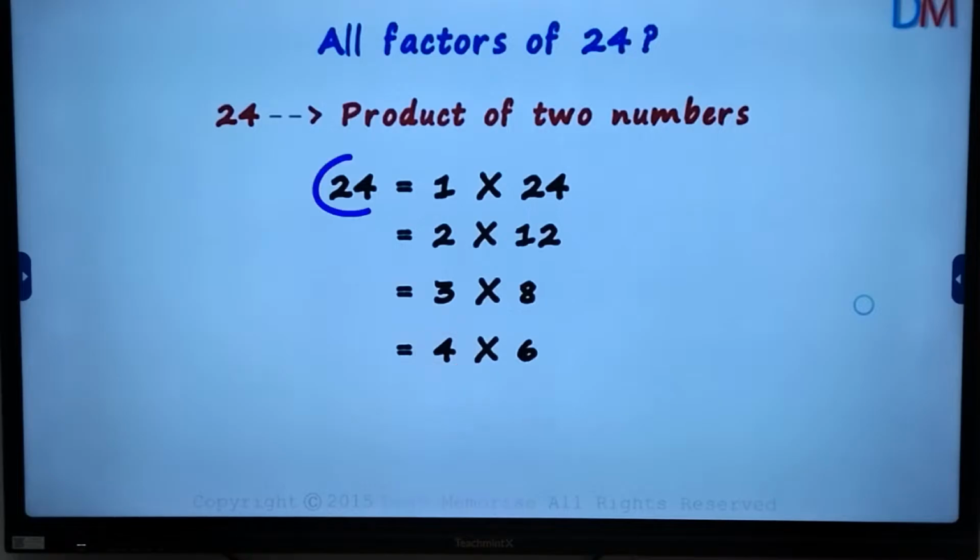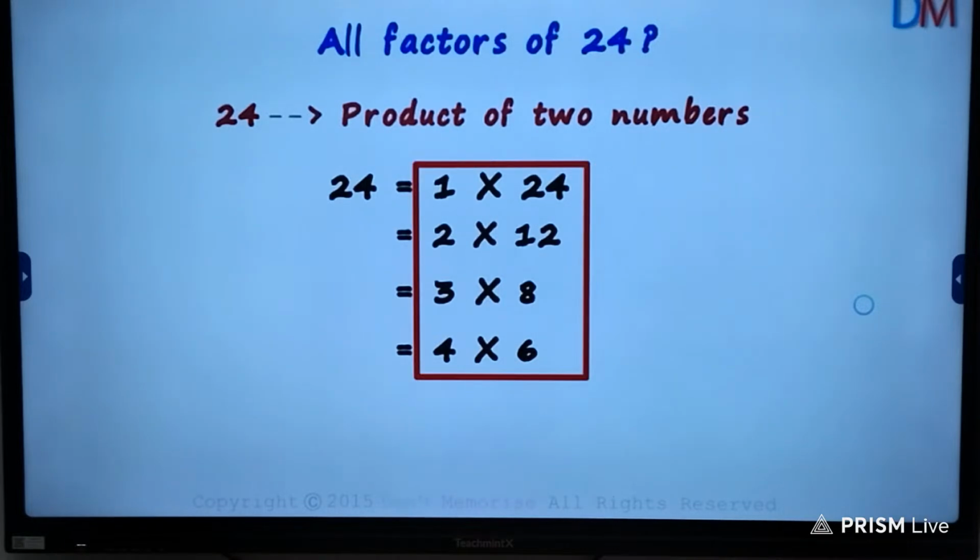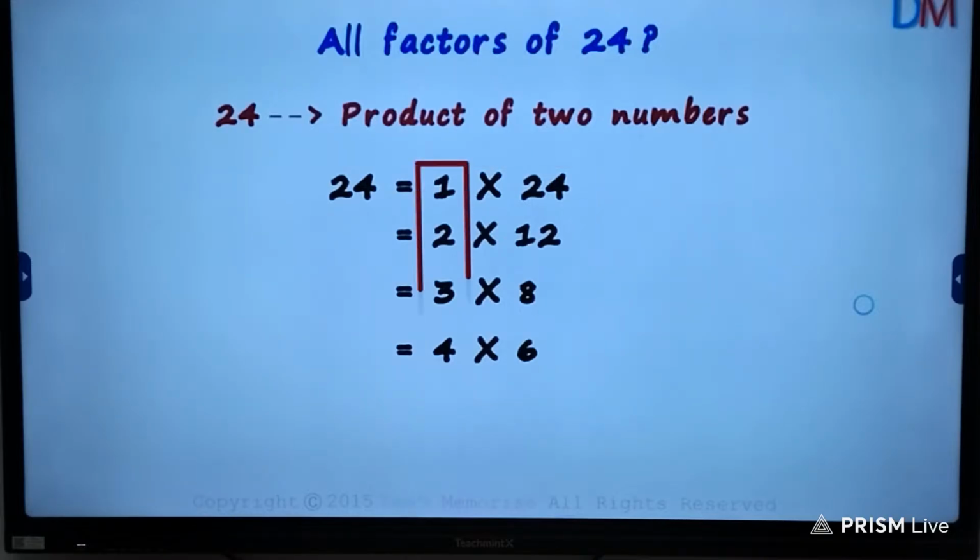Then 4. 24 is divisible by 4 and we wrote that product here. And after 4, we have 5. Is 24 divisible by 5? No, it isn't. So we cannot write it as a product of 5 and another number. And the next number is 6. But 6 onwards is already covered here. That's when we know that we have covered all possible products of two numbers. The numbers covered are in a U shape. Anyway, that's all we have to do.